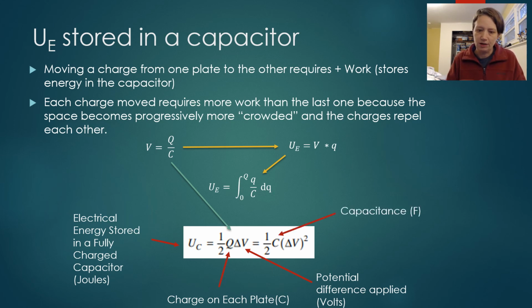Or if the information that you have in the problem pertains more to the capacitance of the capacitor, because like I said, it's actually really hard to measure Q, it's much easier to measure C or V, we will often use the second half of the equation instead, which is UC equals 1/2 times the capacitance times delta V squared. All right, that's it for equations.